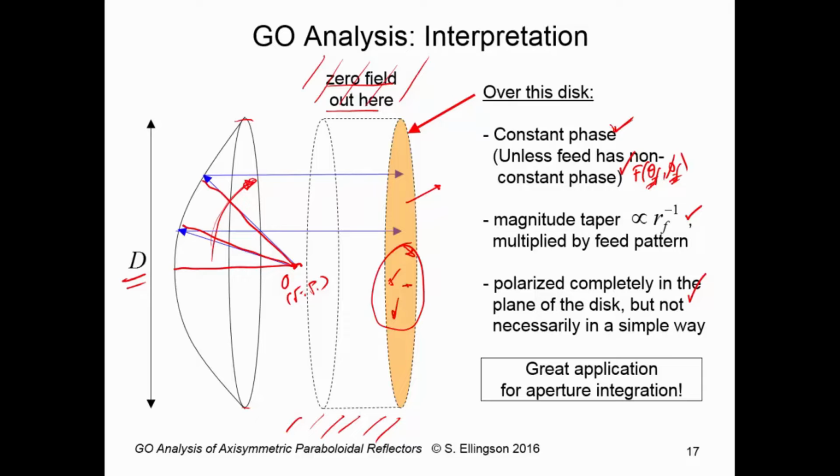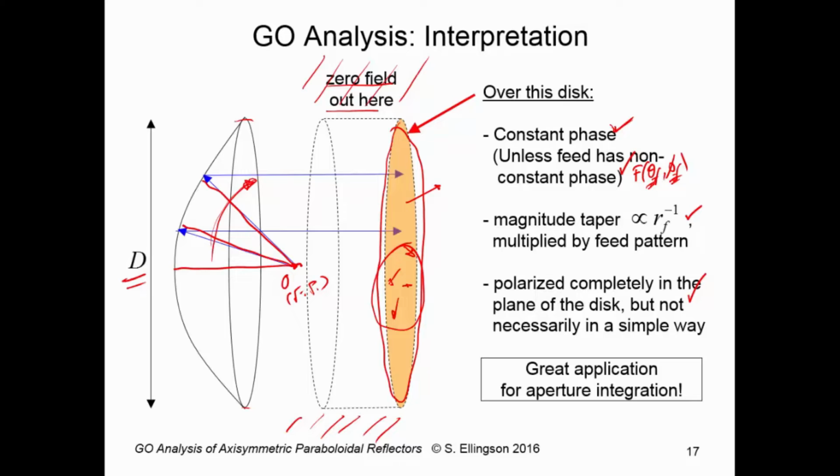By the way, I'll note here, and we will follow up in a future lecture, it suddenly becomes clear that this is a great application for aperture integration. So in previous lectures, we may have discussed the technique of identifying a field in an aperture and then predicting the properties of the radiated field by integrating over that field in the aperture. And we certainly can do that in this case, and this will be a powerful technique.